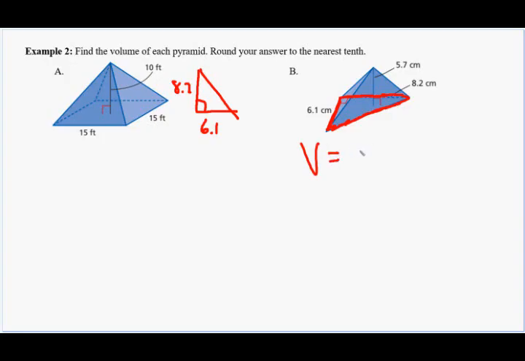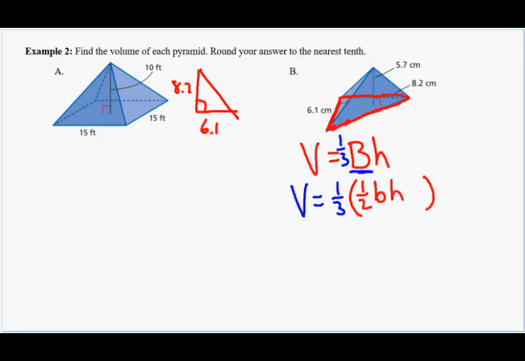Our volume formula, again, is 1/3 times the area of the base times the height of the pyramid. Now, I can change this capital B into the area. Oh, I forgot my 1/3 again. I'm going to change that capital B into the area of just a triangle, and that is 1/2 base times height.